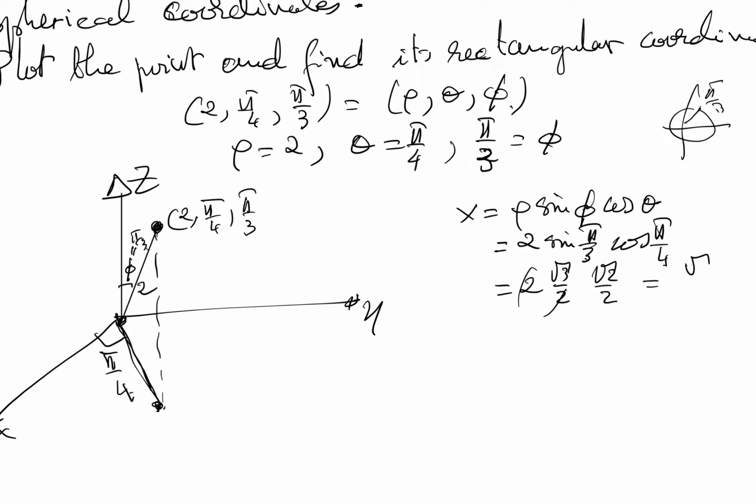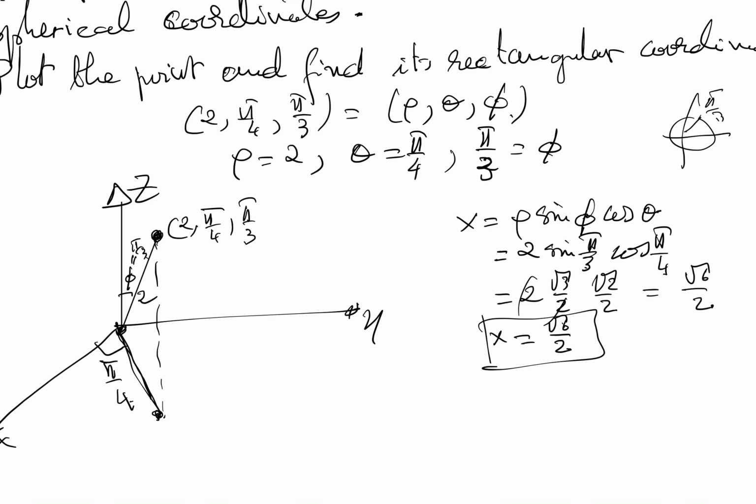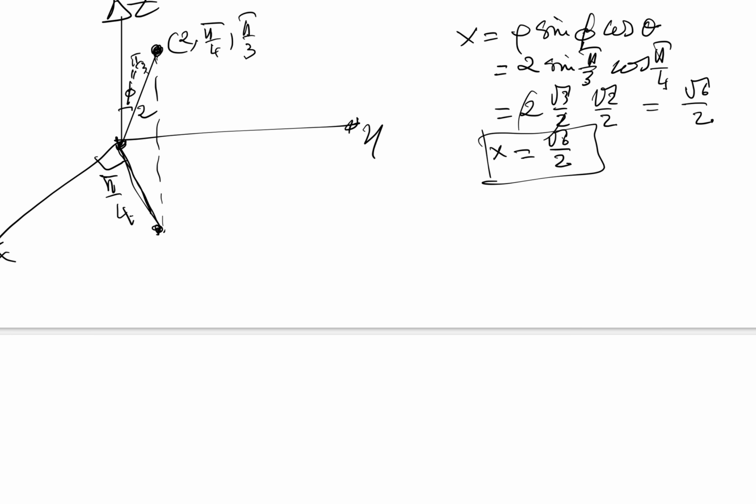So you have square root of 6 divided by 2. That's the x. x is equal to square root of 6 divided by 2. Okay, you got one of them now. Let's find the y now. So the y is equal to rho sine of phi sine of theta.